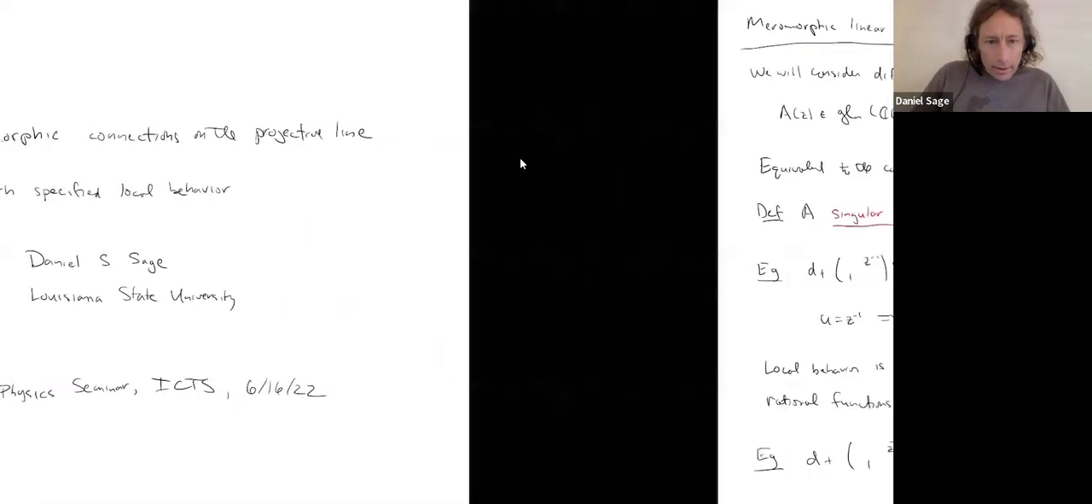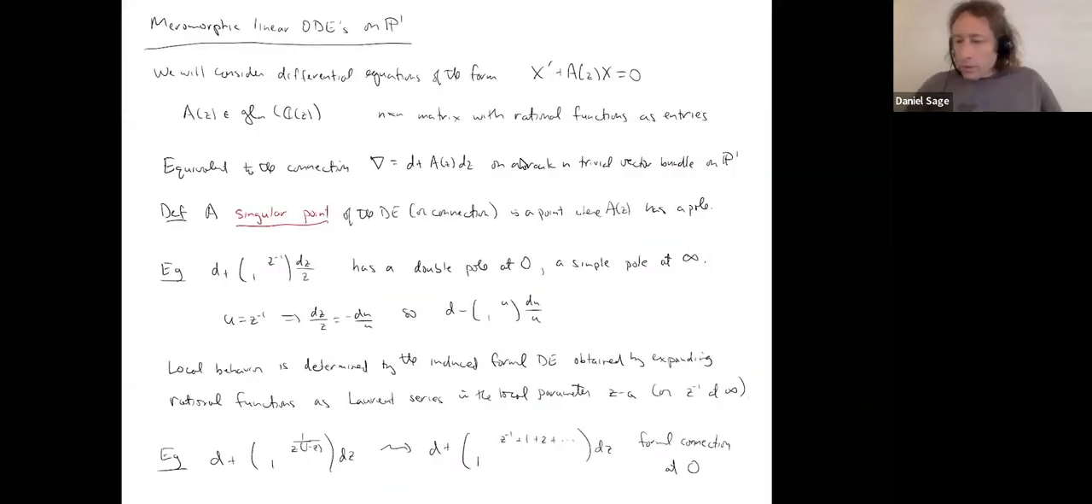Anyway, as Aswin said, I'm going to be talking about meromorphic connections on the projective line and with specified local behavior. So essentially the local to global question for connections on P1. So what I'm going to try to do is to give an overview of this problem, of the case of rank n vector bundles.